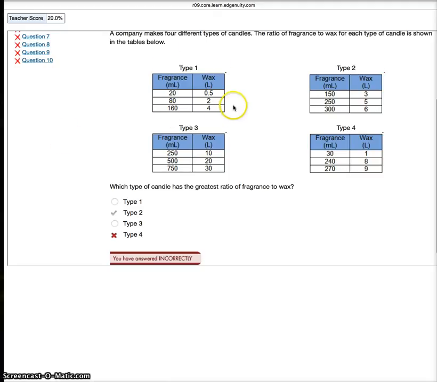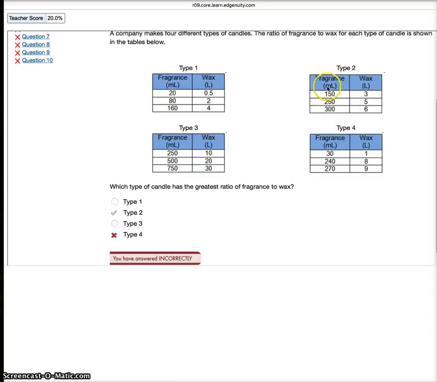When you have a table like this, look for a key one. Like this one is 20 to 1/2. That's kind of an awkward number. This one's 80 to 2. So that means this is 40 times more. So that means there's 40 times more fragrance to wax. And they're looking for the greatest ratio of fragrance to wax. So that one's 40 times more.